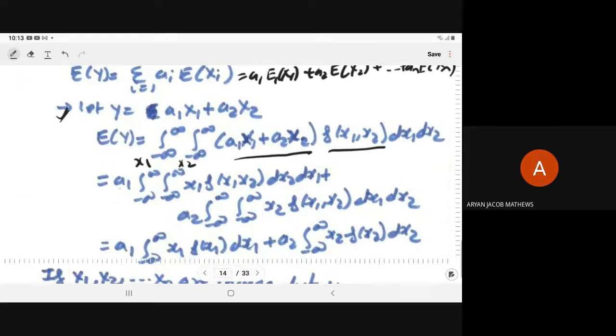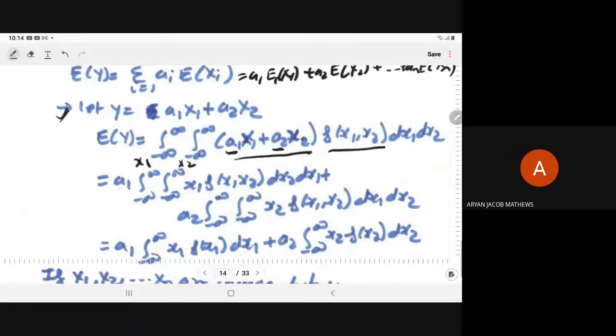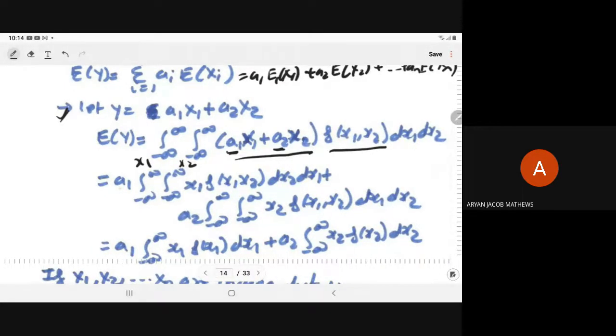Now this can be written as, if you take the constants a1 and a2 out of the integral, a1 integral from minus infinity to infinity of x1 times the integral of f of x1, x2 dx2 dx1. So this will give you plus a2 integral from minus infinity to infinity of x2 times f of x1, x2 dx1 dx2.